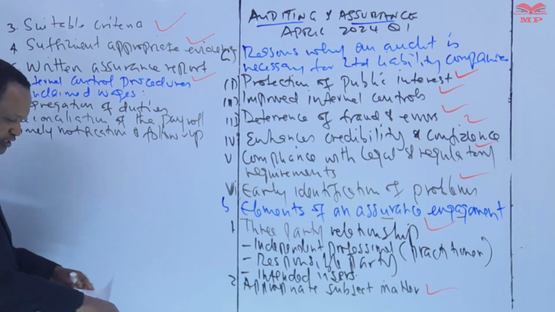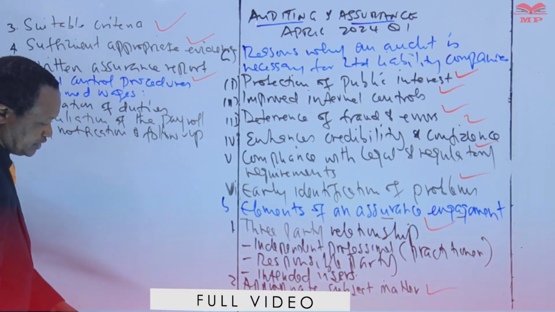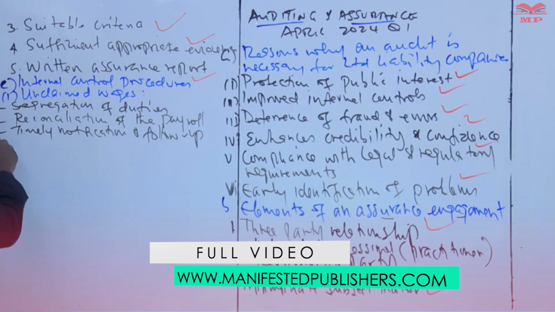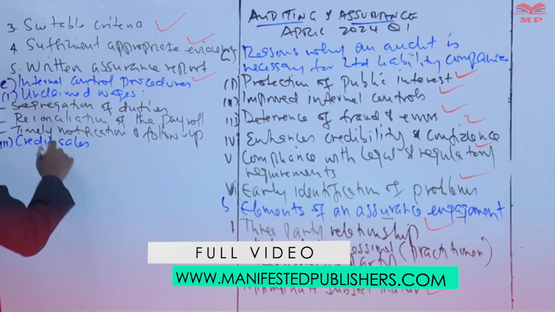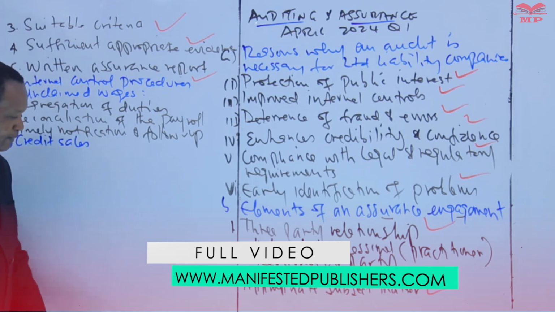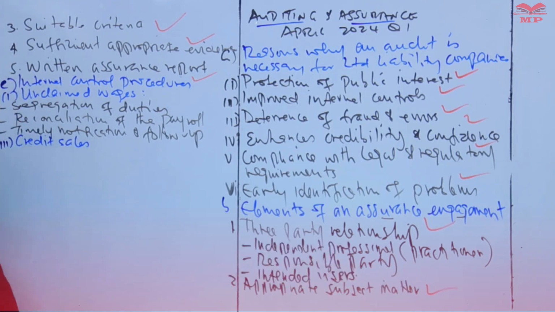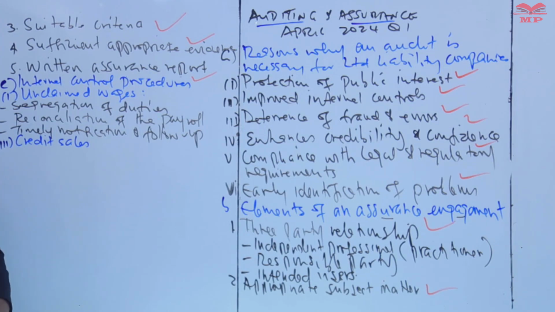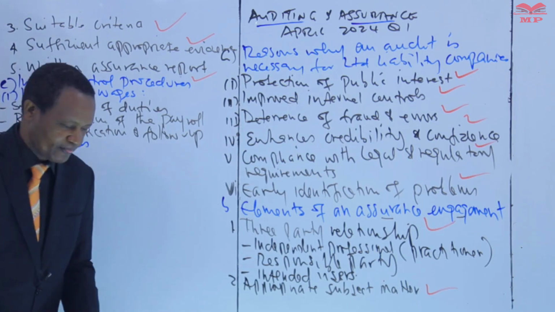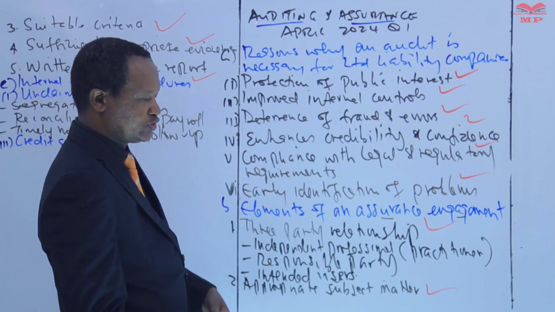The second part is credit sales. What do you think? Give me three internal control procedures for credit sales. Controlled payment period.